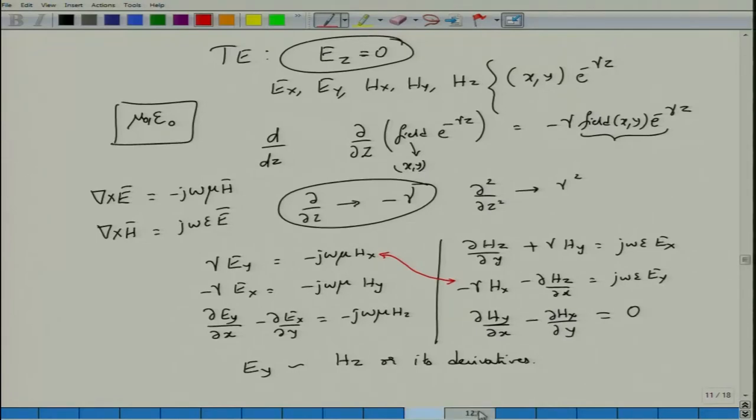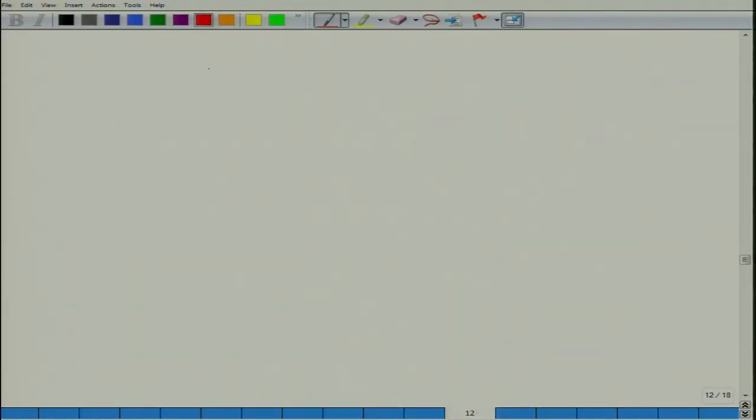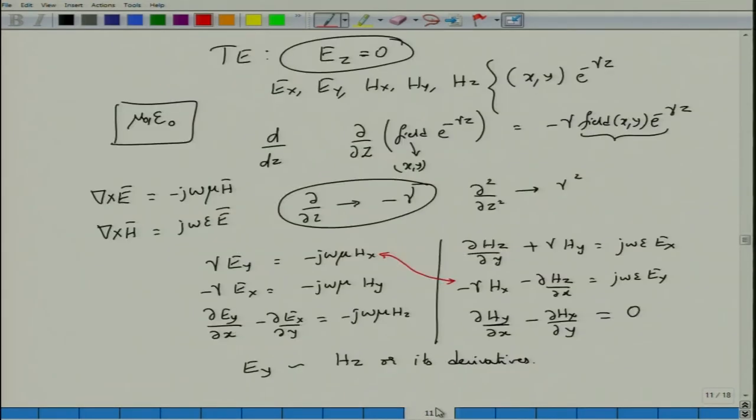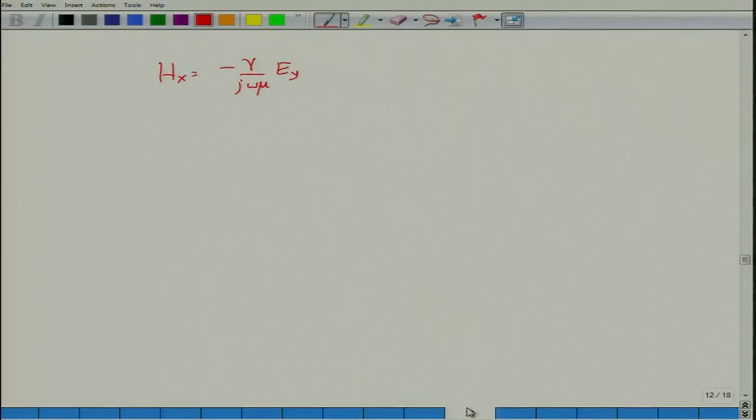So, if I do that, what do I get? I already know how to express Hx. So, I will have minus gamma by j omega mu Ey. So, Hx is actually this. If you are not convinced, you can look at this one. Hx is equal to minus gamma by j omega mu into Ey, correct? I go and substitute that into the other expression. So, substituting this into the other expression which I have marked will give you gamma square by j omega mu Ey minus j omega epsilon times Ey equals del Hz by del x.